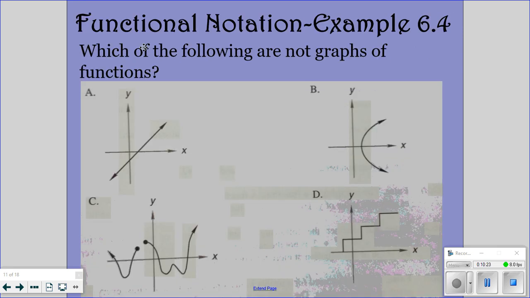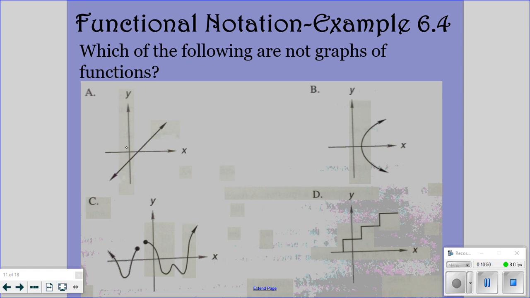All right, so now looking at this example. Which of the following are not graphs of functions? A function is always going to pass the vertical line test. So at any point on our graph, if a vertical line can be drawn where the graph touches our vertical line more than once, then it is not going to be a function.